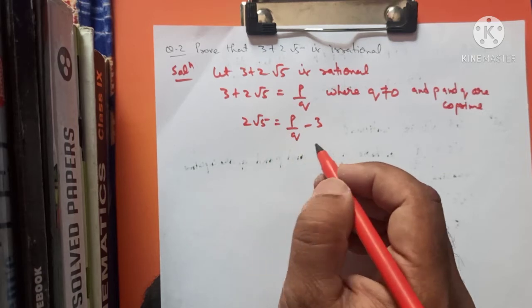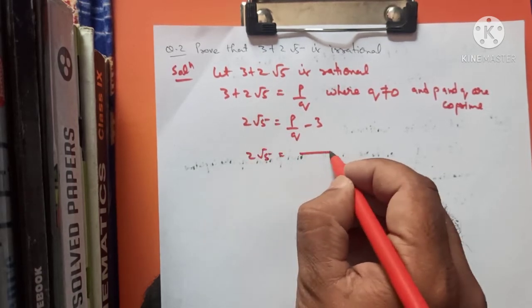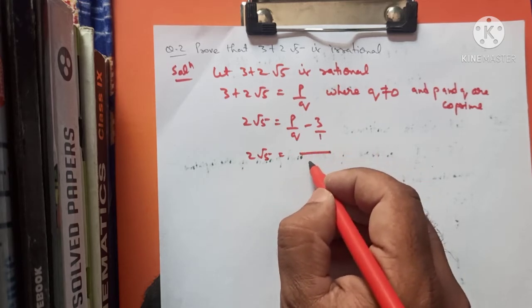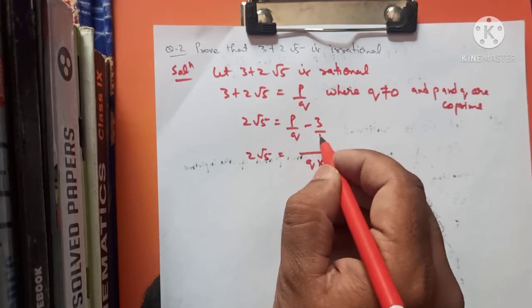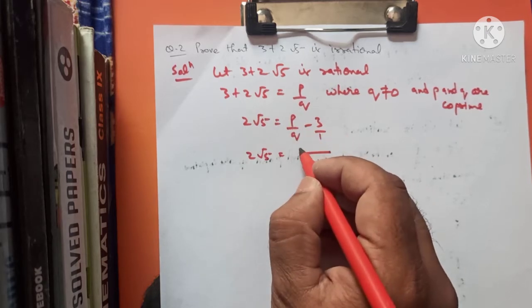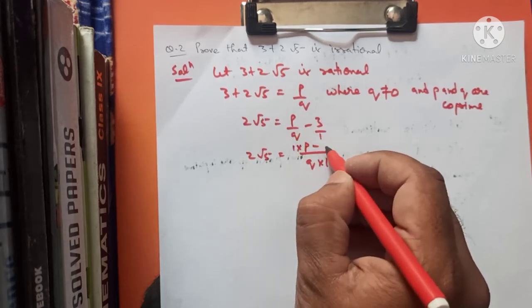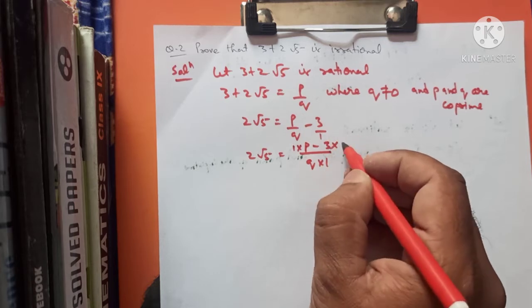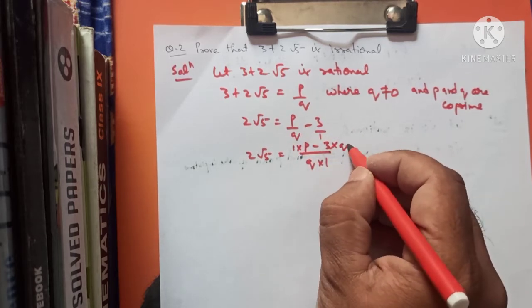So it will be 2 root 5 equals to, taking the LCM q times 1, the product of denominators, then the product of crisscross, that is, the denominator of the second fraction multiplied by the numerator of the first fraction minus the denominator of the first fraction multiplied by the numerator of the second fraction.